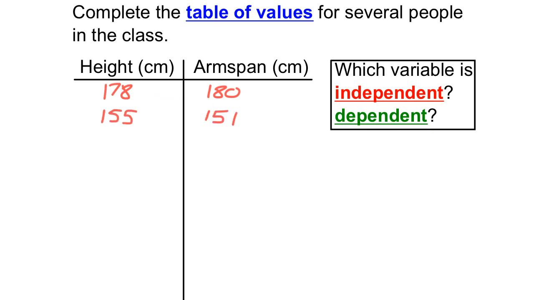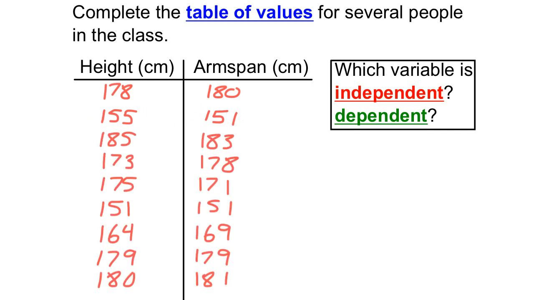Last semester, I had someone in my class who was 155 centimeters tall, and they had an arm span of 151 centimeters. So that would be another entry in my table of values. So I could measure a bunch of people's heights and arm spans, and I could get an entry for each of them. So for each person, I'm measuring 2 variables.